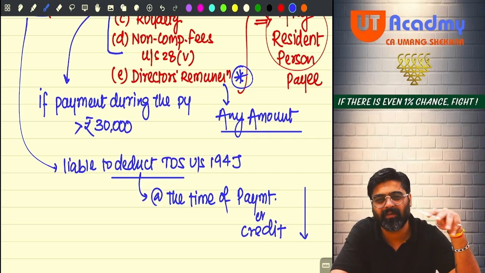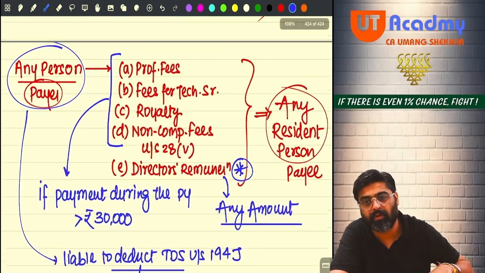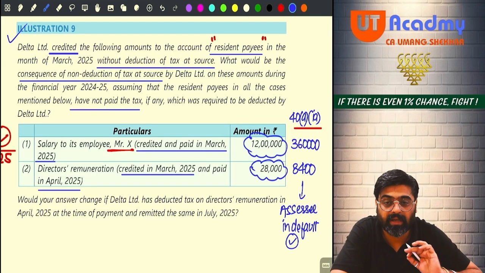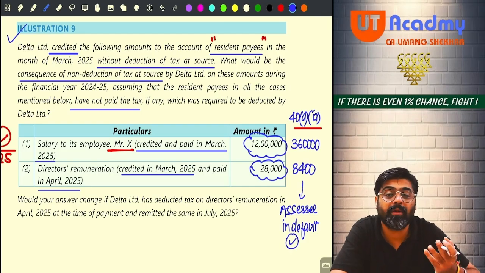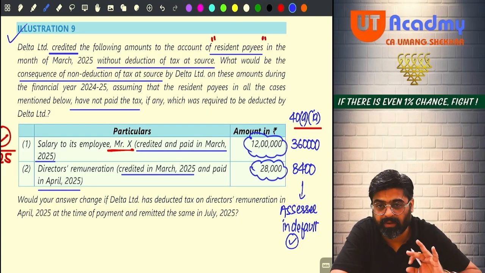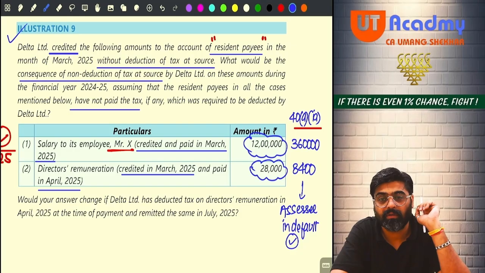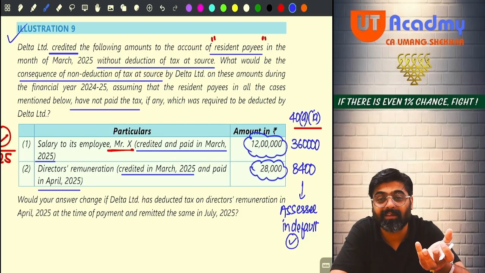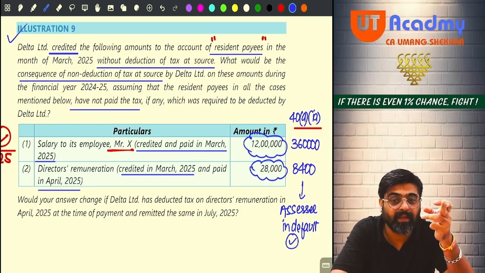The rate of TDS and everything is prescribed in 194J, that we are not supposed to concentrate on. Now tell me, which of these 5 amounts is given in the question? They're talking about director's remuneration. For that, was there any limit of 30,000? No. So whatever director's remuneration is paid or credited in this year, 28,000, whichever happens earlier. So the payment is made in the next year.